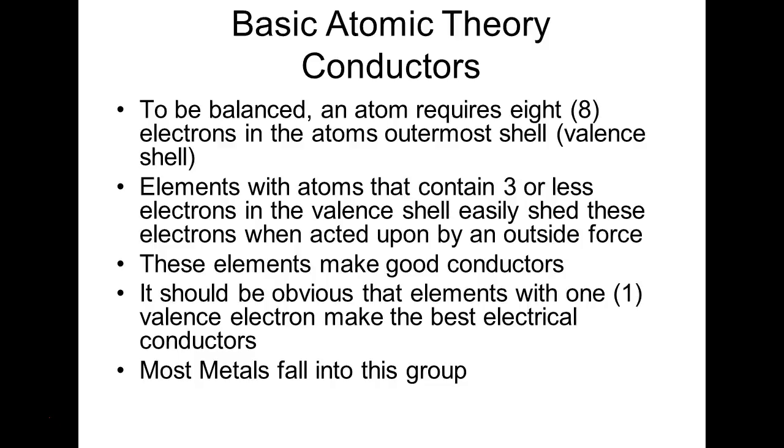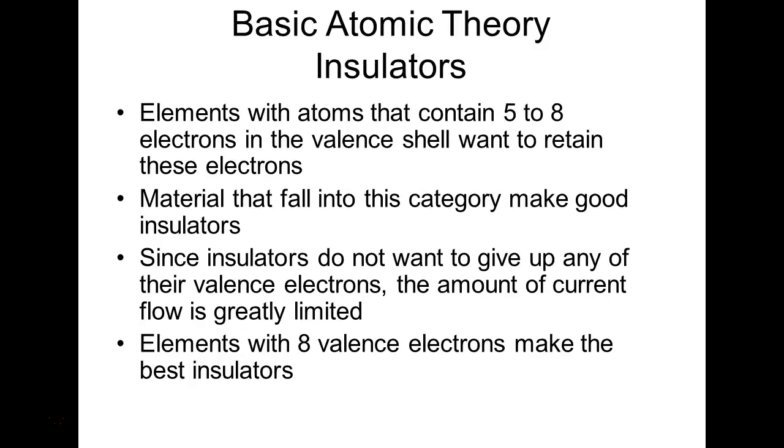So anything that has 3 or less makes a pretty good conductor. Of course, the best conductors would be the ones that have what out there? 1. Aluminum, I think, has 3. So aluminum's not an extremely good conductor, but it's good enough if we can get the voltage high enough, right? To compensate for the loss in the wire. And of course, if we look at copper, it's got 1. If we look at gold, gold might have 2. I'd have to look at it. Silver has 1. Copper has 1.